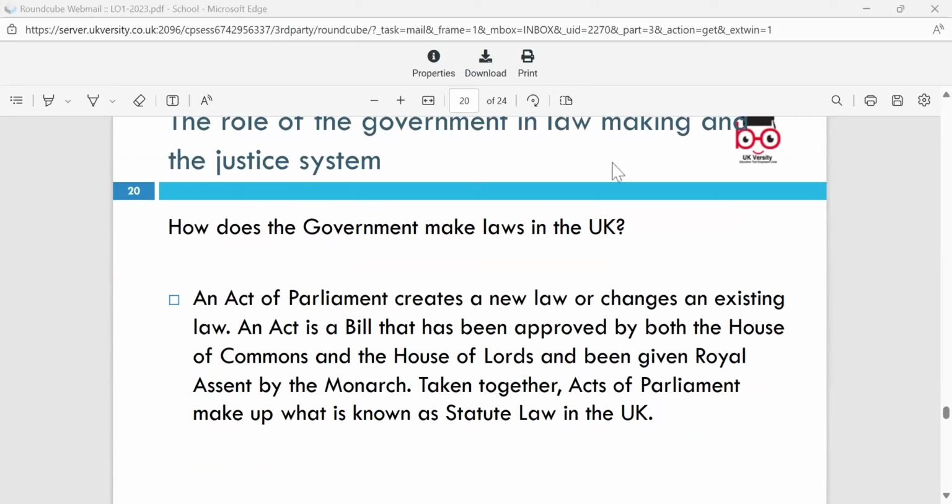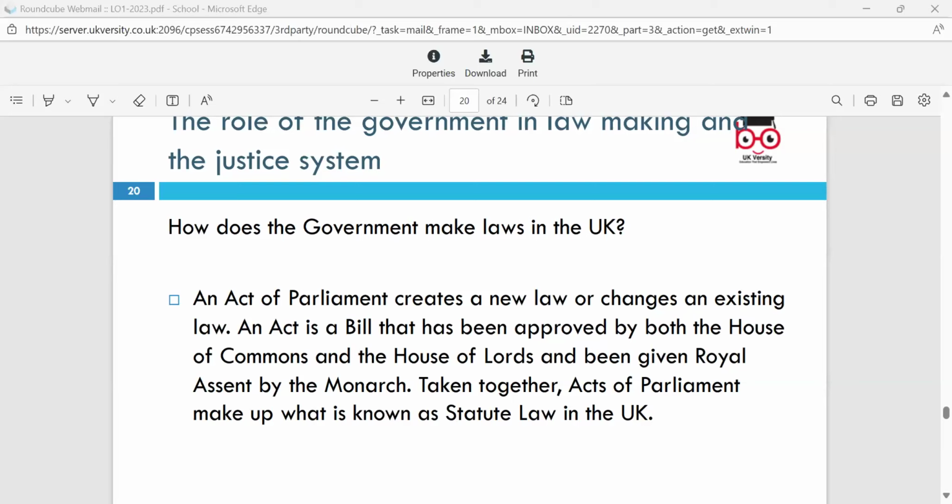So the role of government in the UK: the government's role in lawmaking is to propose, draft, and pass laws through the legislature, while its role in the justice system is to ensure that laws are enforced impartially and fairly. It's really important that you are passing laws that are fair.